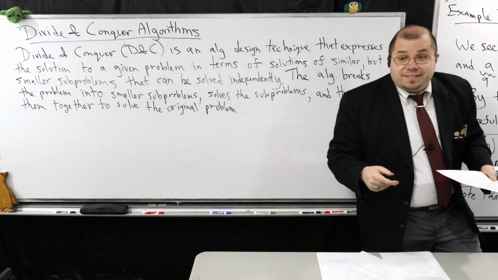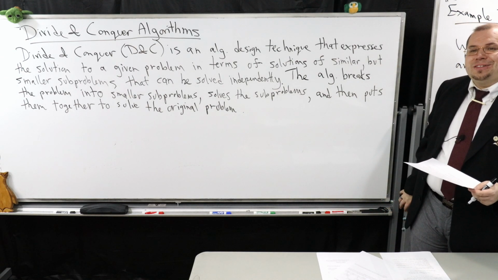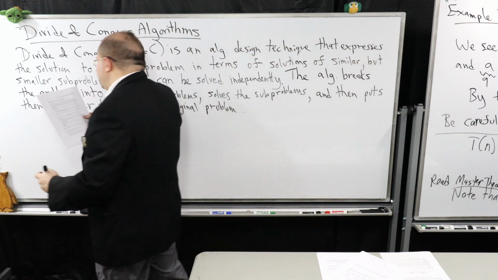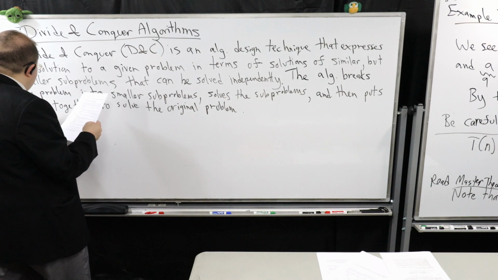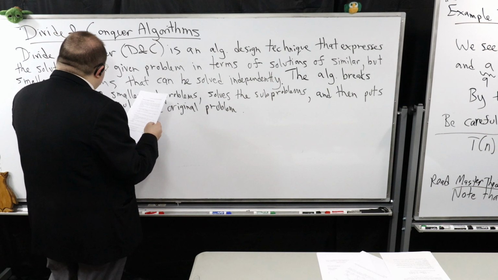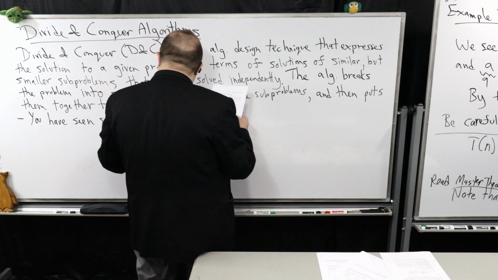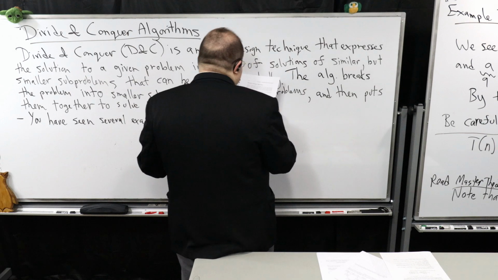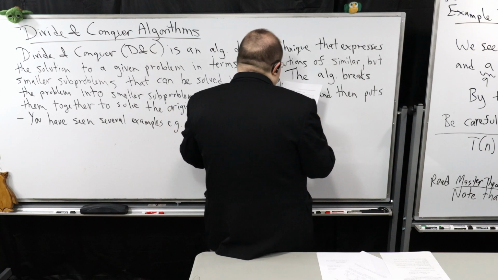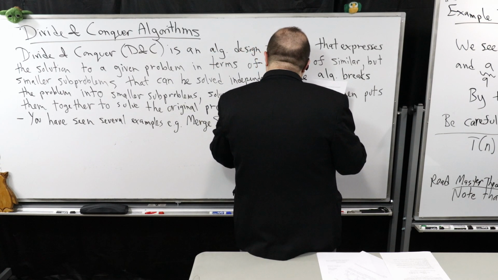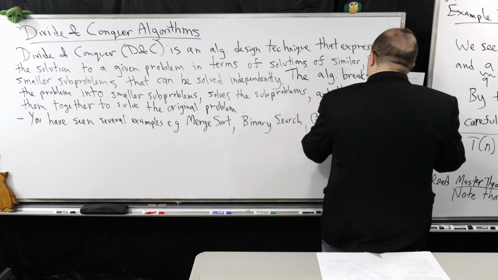Believe it or not, you've actually seen several examples of these in previous courses. In fact, we've talked about some of them already. Merge sort is a classic divide and conquer algorithm. Merge sort, binary search, and quicksort are all good examples of divide and conquer algorithms.